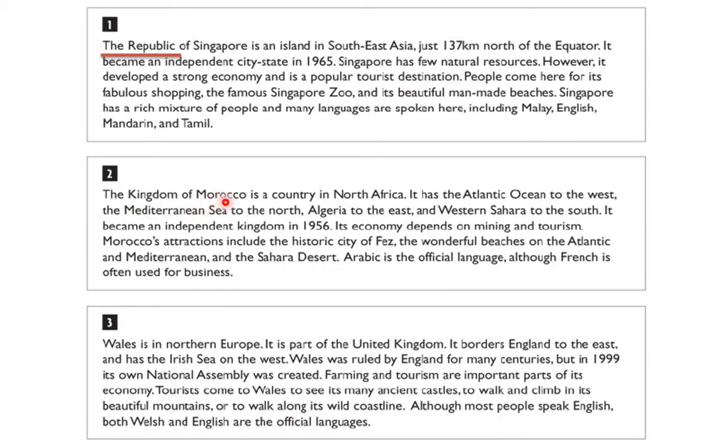Morocco alone should not come with "the". But when we say the Kingdom of Morocco, we should use "the". So the republic and the kingdom come with "the". Also, we have the equator. The equator usually always comes with "the".